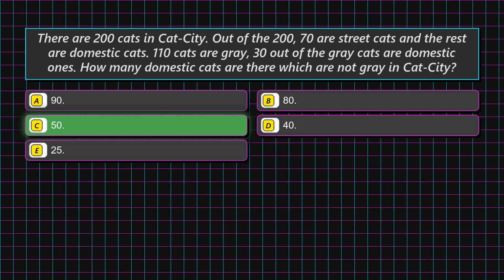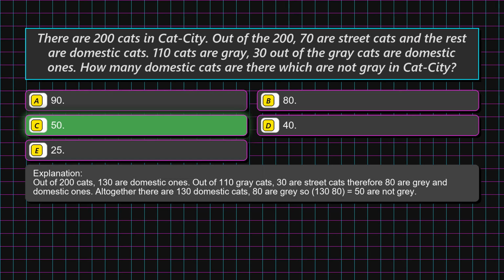The correct answer is option C, 50. Out of 200 cats, 130 are domestic ones. Out of 110 gray cats, 30 are street cats, therefore 80 are gray and domestic ones. Altogether there are 130 domestic cats, 80 are gray, so 130 minus 80 equals 50 are not gray.